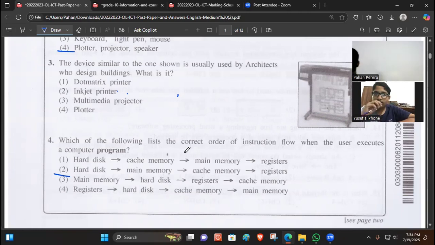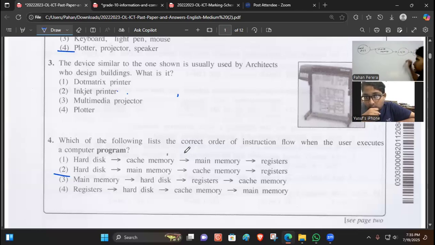Then from hard disk to main memory. From main memory to cache memory. Then from cache to register. Then this cache memory is also divided into some categories like L1 cache and L2 cache. No need to think about that at this stage.